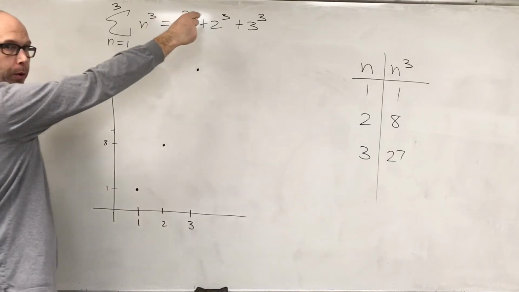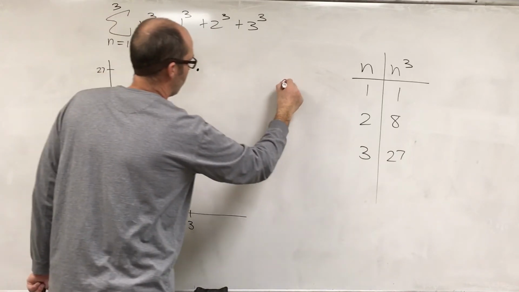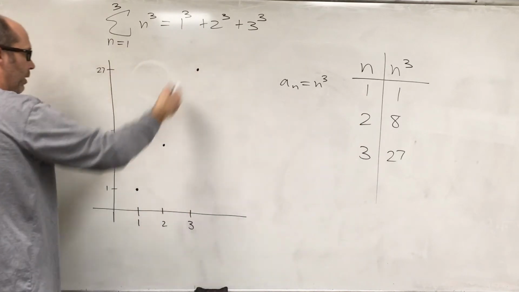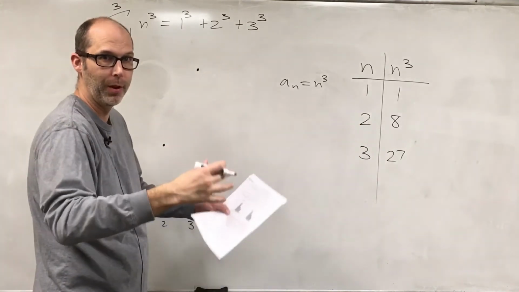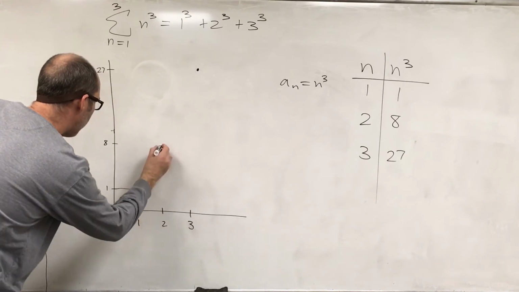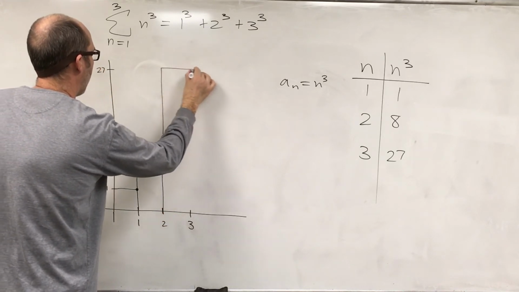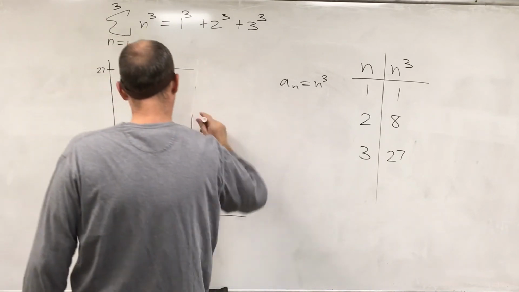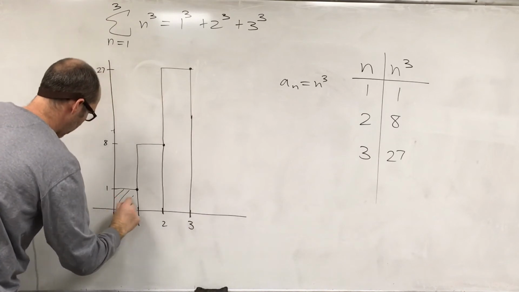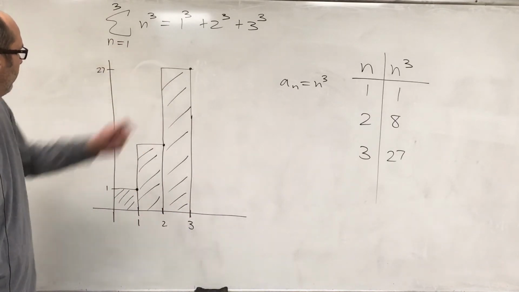Now, to represent the sum, this doesn't represent the sum. This represents these 3 dots: a_n equals n cubed for n equals 1, 2, and 3. If we want to represent the sum, we need rectangles because we need to be able to add something up. Something like that. Oh, that doesn't look quite right, does it? Like that. So this area here is what this sum represents.